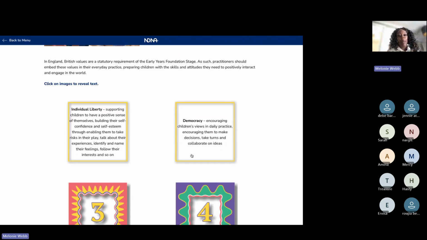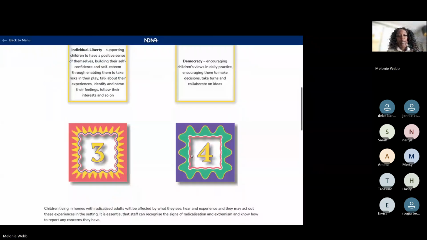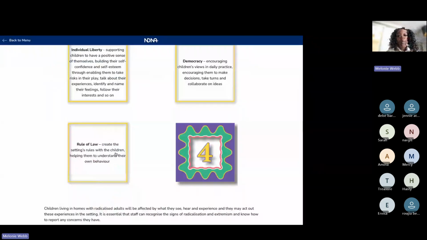Democracy: encouraging children's views in daily practice, encouraging them to make decisions, taking turns and collaborating on ideas. Rule of law is creating the setting's rules with the children, for example, helping them to understand their own behaviour and also setting those boundaries with children. Even things like I've told the children that they're not allowed to run on the path outside by the nursery gate. That is a rule that we remind children of every day.